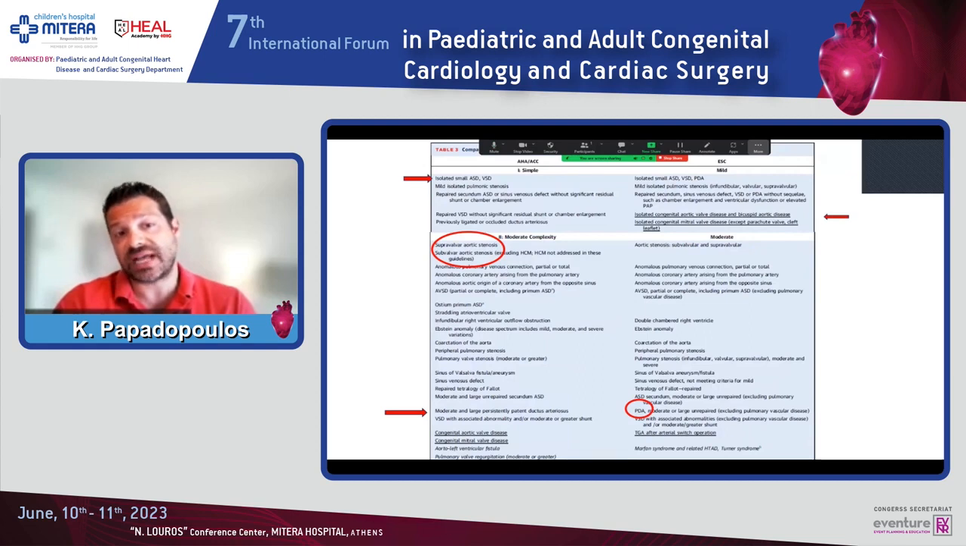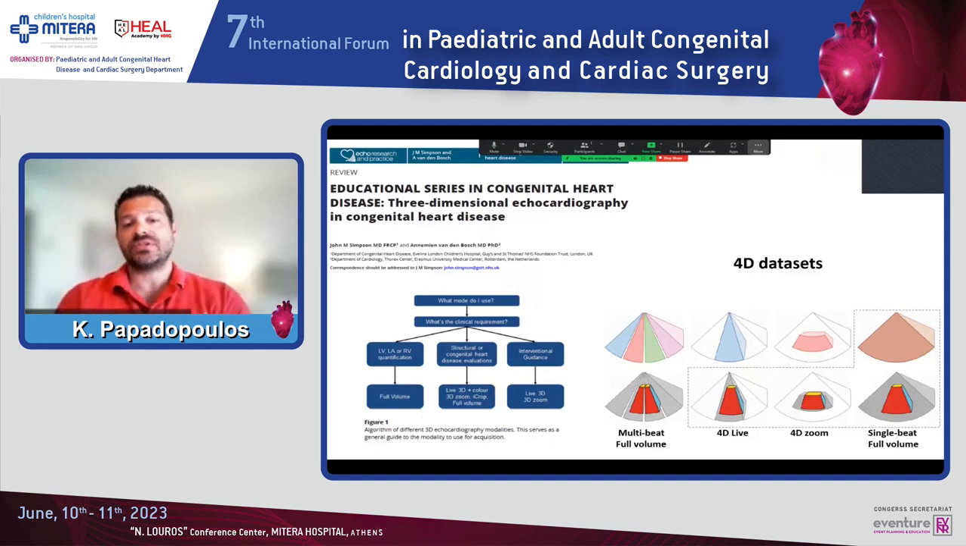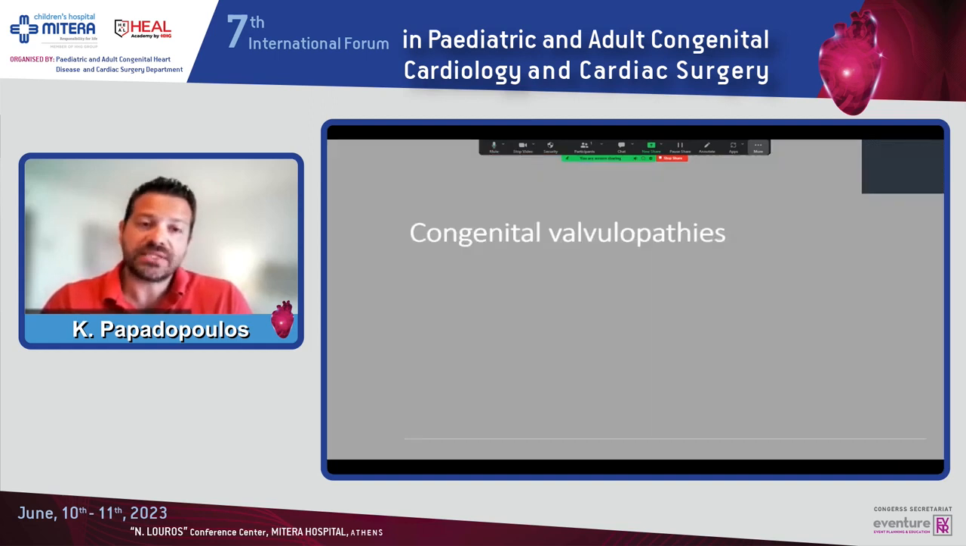We focus on shunts like ASDs, VSDs, or PDA. And the most important thing when we use 3D is to know our machine and to know which data set to use. As a rough comment, you should all know that when we appreciate a chamber, we use the full volume technique. And when we appreciate a structure like a valve, we use the 4D zoom technique because that way we can increase the spatial and the temporal resolution of our images.